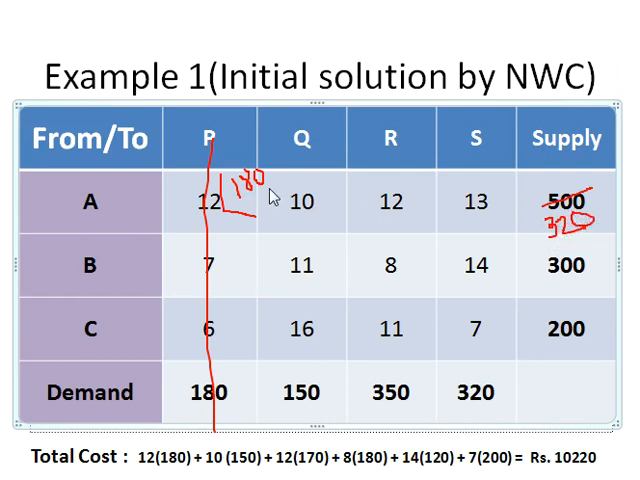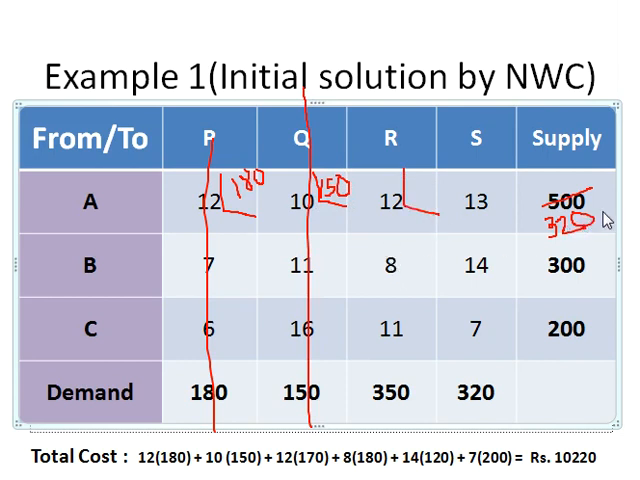Now after removing this column, the next available corner is this one, the northwest corner. So we'll allocate transportation quantity here. Demand is 150, available is 320, so we can supply 150 here, and this demand has been satisfied, so we can strike it out. Now the next available northwest corner is this one.